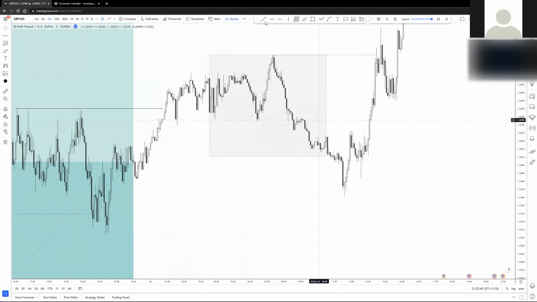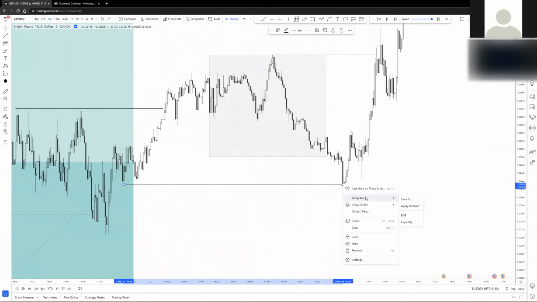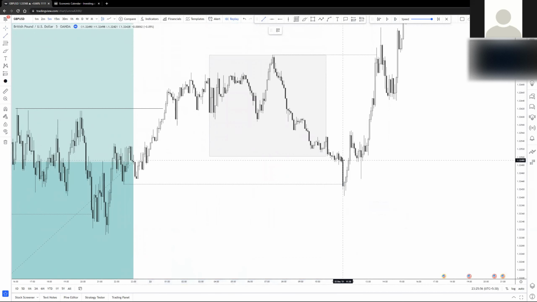But yeah, you could have taken a re-entry right during here. London Open. See, stop hunt, the breakout structure. You had a little bit of inducement.